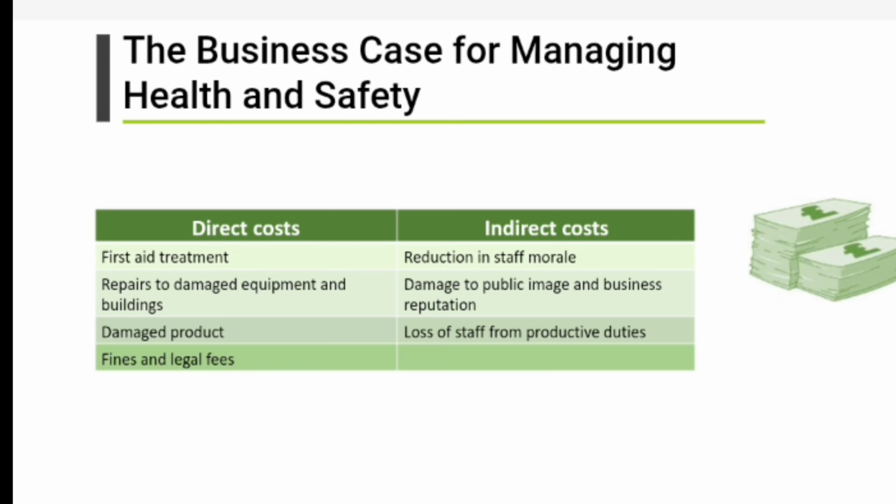Repairs to damaged equipment and buildings. Accidents can lead to damage of equipment, machinery, and the physical workplace itself. Organizations must bear the costs of repairing or replacing these assets to restore operations and ensure a safe working environment. Damaged products. If accidents or ill health incidents occur during the production process, the resulting damage to products can lead to financial losses. Defective or unusable items may need to be discarded, resulting in wasted resources and potential revenue loss.